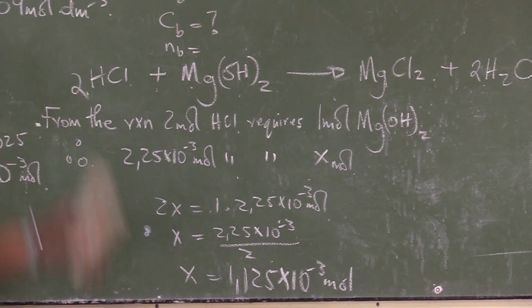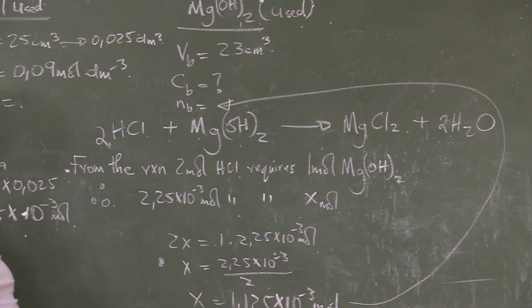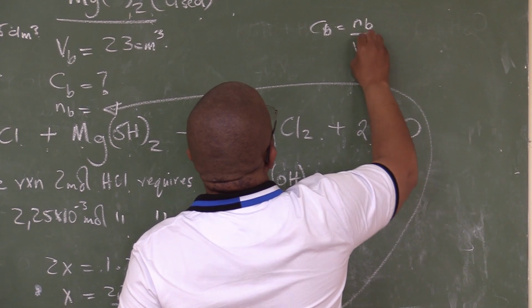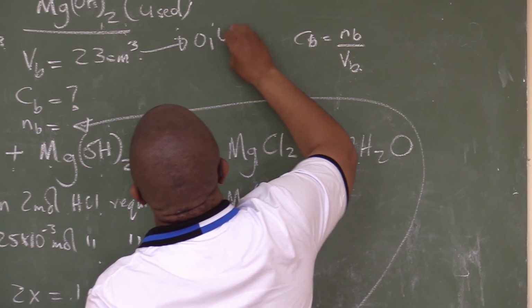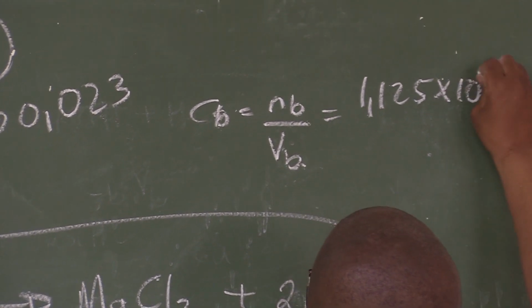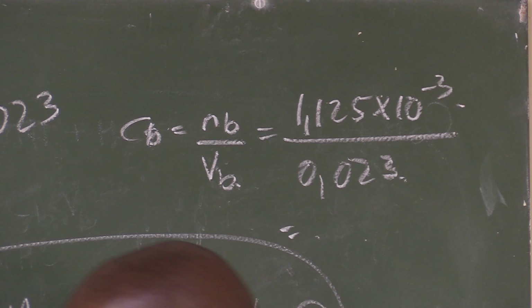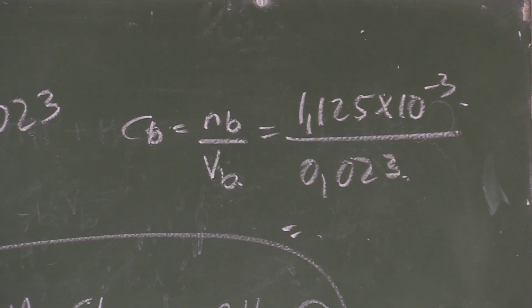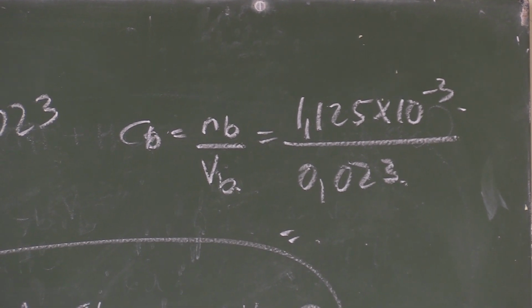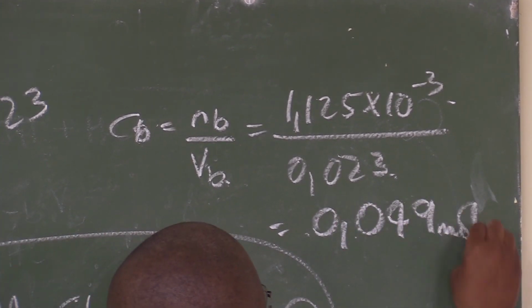So the concentration of the base is the number of moles of base over the volume of base. Don't forget to convert: 0.023. The number of moles of base is 1.125 times 10 to the power minus 3 over the volume of base 0.023. I get 0.049 mole per cubic decimeter.